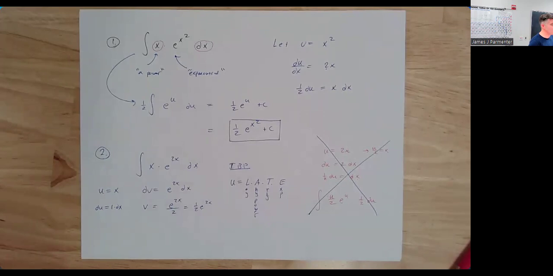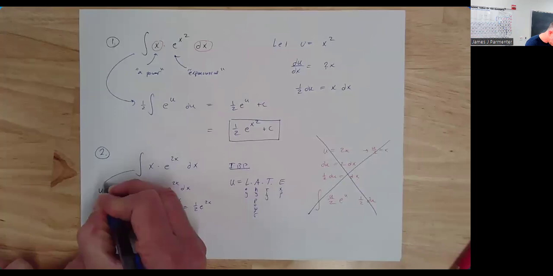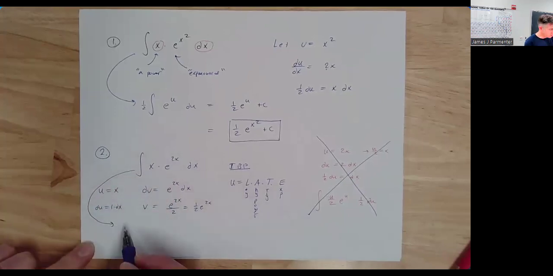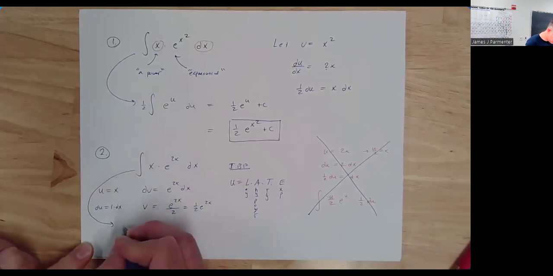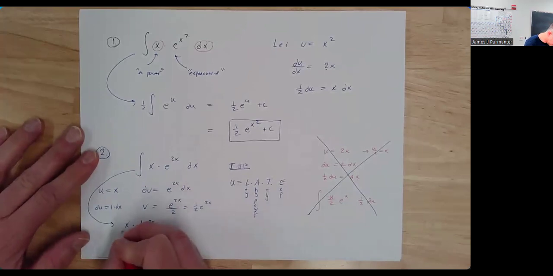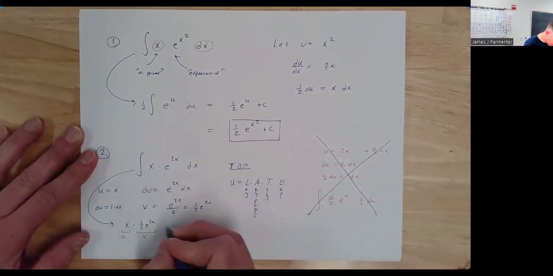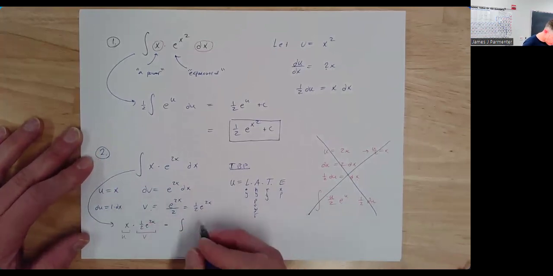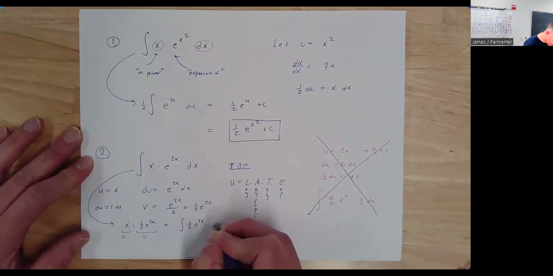So now we're going to rewrite our integral. Again, this doesn't complete the process. We still have more to do after we do this. So we're rewriting this as u times v. So that's going to be x times 1/2 e to the 2x. Let's actually write down what things are. So there's our u. There's our v. Minus the integral of v du. So that's going to be 1/2 e to the 2x times dx.